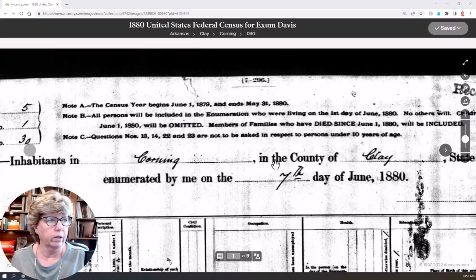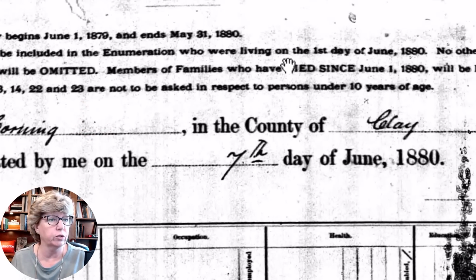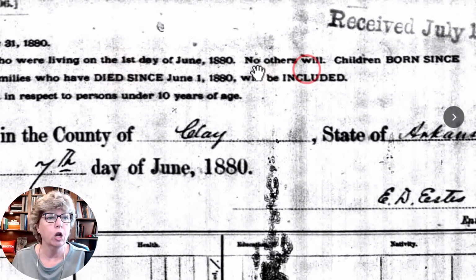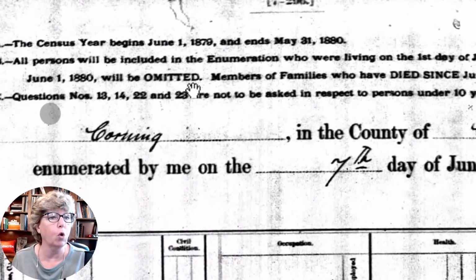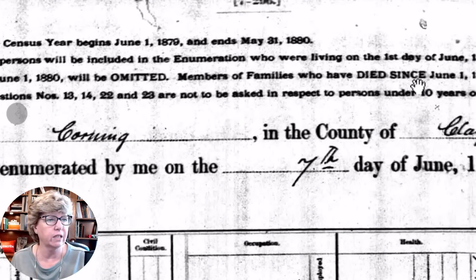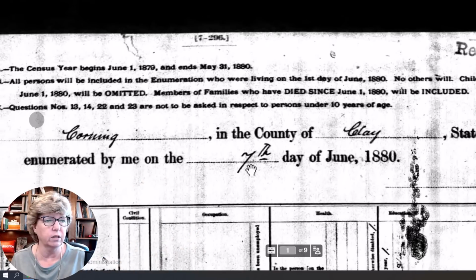Okay, I want to point out one other thing. Note B here. It says all persons will be included in the enumeration who were living on the first day of June 1880. No others will. Children born since June 1st, 1880 will be omitted. Members of family who have died since June 1st, 1880 will be included. So if you'll notice down here, it says that this was enumerated by me on the 7th day of June, 1880. So that means anyone born between the dates of June 1st, 1880 and the 7th day of June, 1880, those children will be omitted.